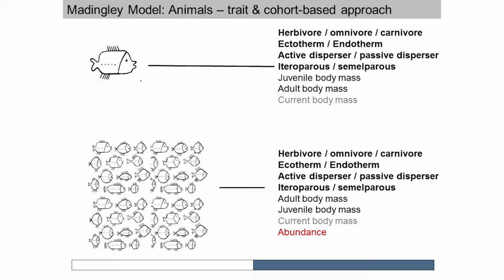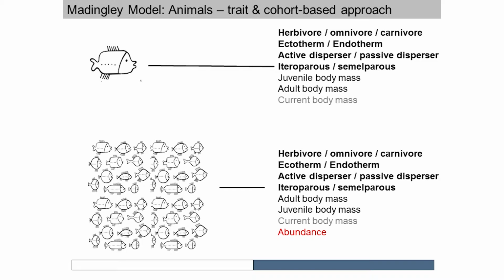But there'll also be, and these bold traits here, they are fixed for a functional group. So organisms belong to a functional group determined by these, but organisms also have traits which are fixed throughout their lifetime. So they have a juvenile mass and they have an adult mass. The juvenile mass at which they're born, the adult mass at which they become reproductively mature. But then they'll also have an ontogenetically varying mass, which is obviously varying through time.